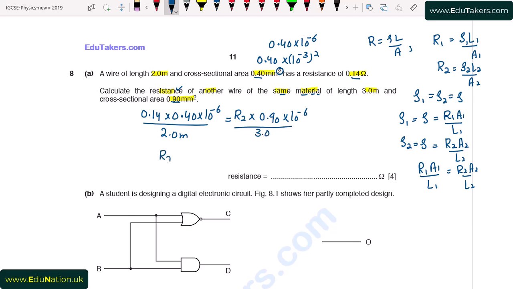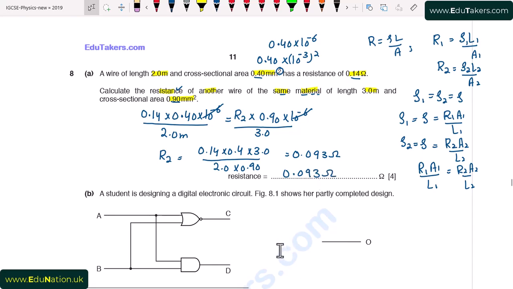So R2 will be equal to, this cancels by this, and 0.14 into 0.4 multiplied by 3.0 divided by 2.0 multiplied by 0.90. So it comes to be 0.093 ohms. That is the resistance of second wire, 0.093 ohms.